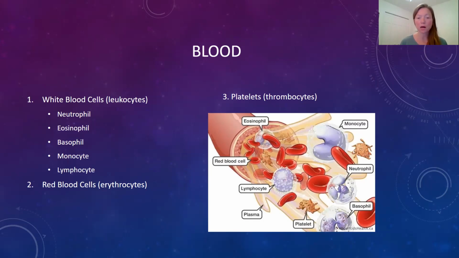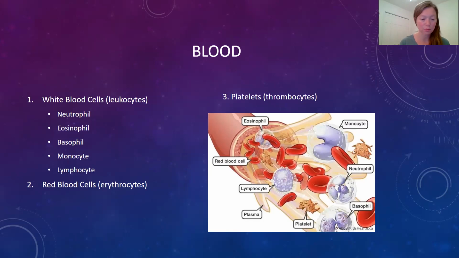You're going to hear the term hemolysis. This is basically the breakdown of red blood cells. And this can happen when the body has different diseases or disorders. Certain anemias can cause hemolysis. Certain problems of the liver can cause hemolysis. And we're going to talk about that a little bit later on as well.